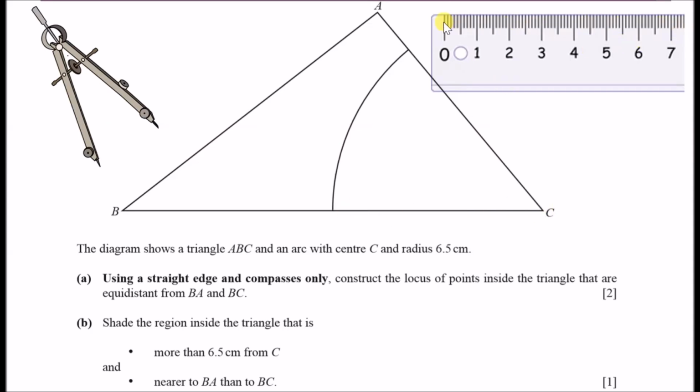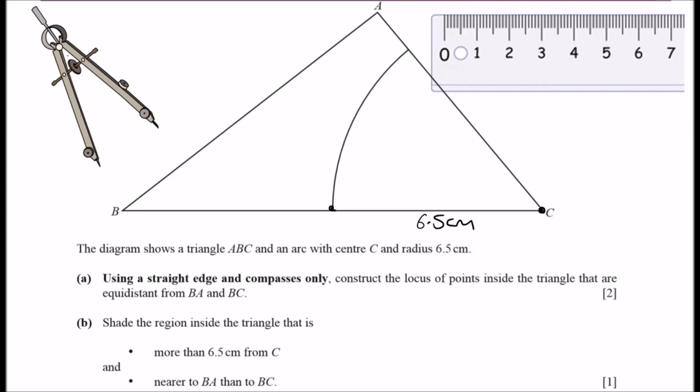So I've already gone ahead and measured it, and this is exactly 6.5 centimeters, yeah? So it's even good to label it. Okay, from here to here. Now, using a straight edge and a compass only, construct the locus of points. So locus means a distance away from lines inside the triangle that are equidistant from BA to BC.